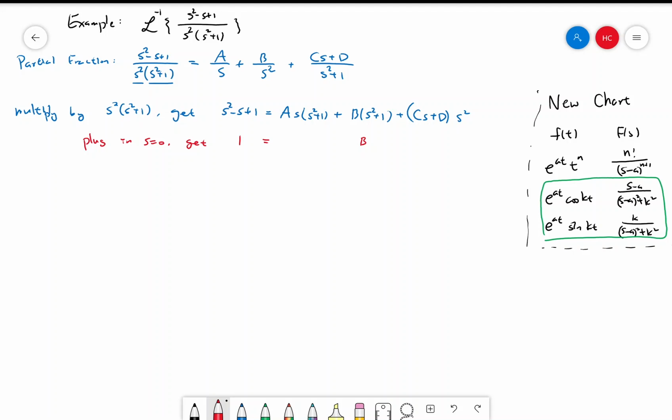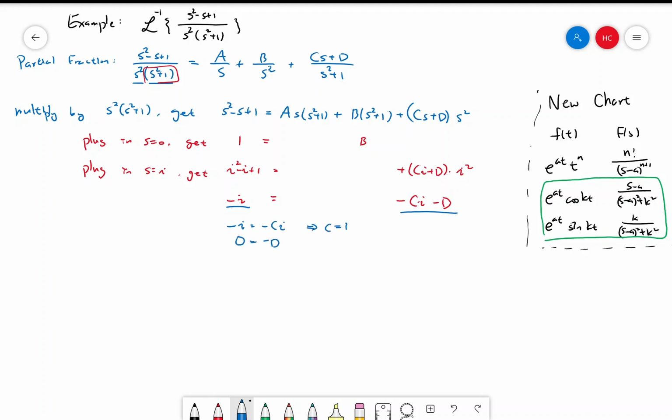We can also plug in another root, the root for s squared plus 1 equal to 0, which is s equal to i. Then we get i squared minus i plus 1 equals: the first and second terms are 0 because s squared plus 1 is 0, and we have (ci + d) times i squared. i squared, recall, is negative 1, so the left-hand side is negative i. The right-hand side is minus ci minus d. Because this is an equality of complex numbers and c and d are real numbers, we can just compare the coefficients of i and the constant part. So we get negative i equals negative ci, and 0, the real part, is equal to negative d. So this tells us that c is equal to 1 and d is equal to 0.